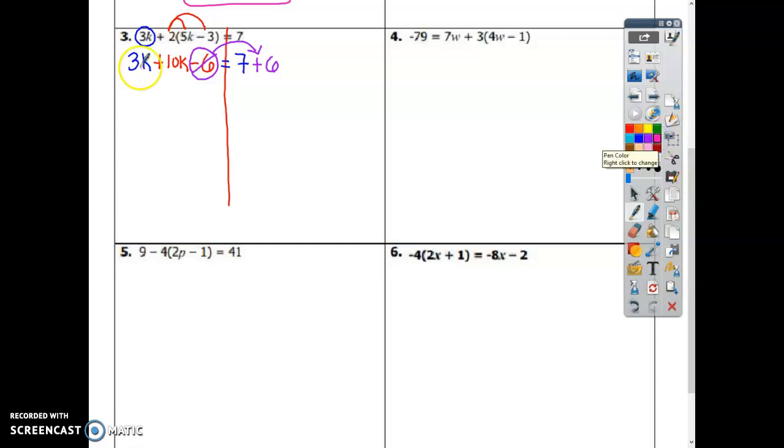Okay, combine like terms. The things on the left go together, the things on the right go together. So what's 3k plus 10k? 3 plus 10? 13. 13k equals, what's 7 plus 6? 13. Okay, the last step, divide both sides by 13. k equals 1.